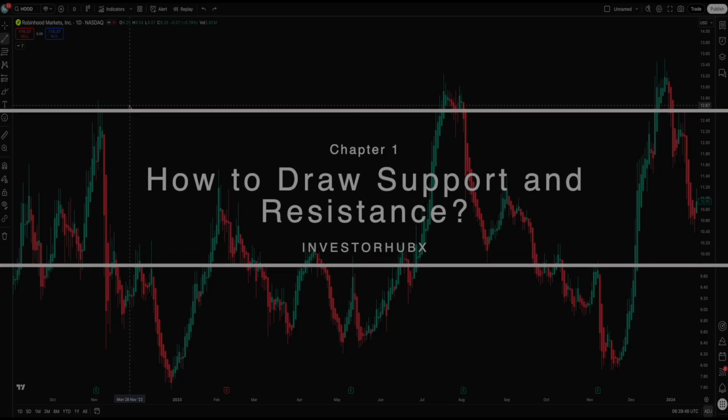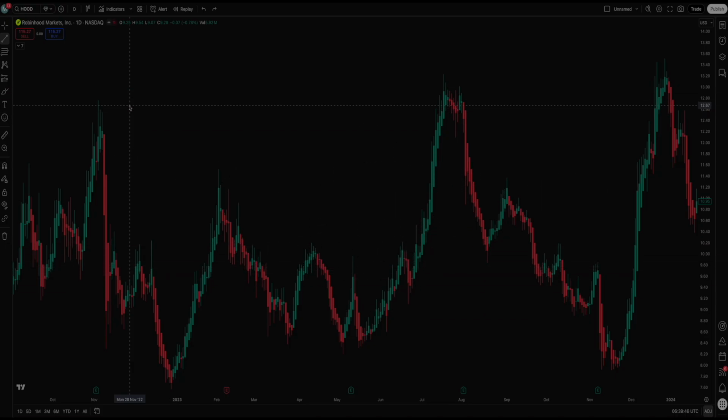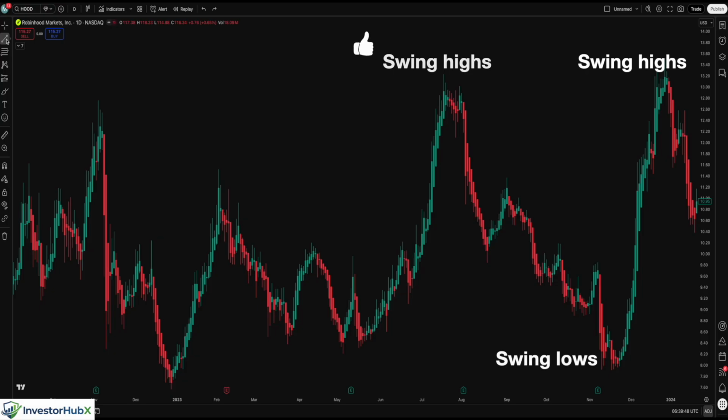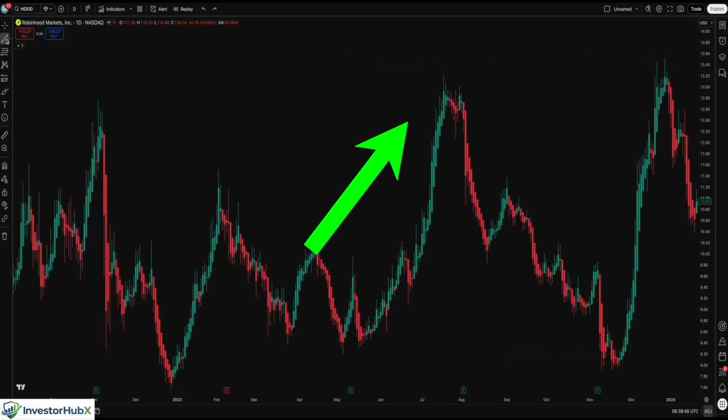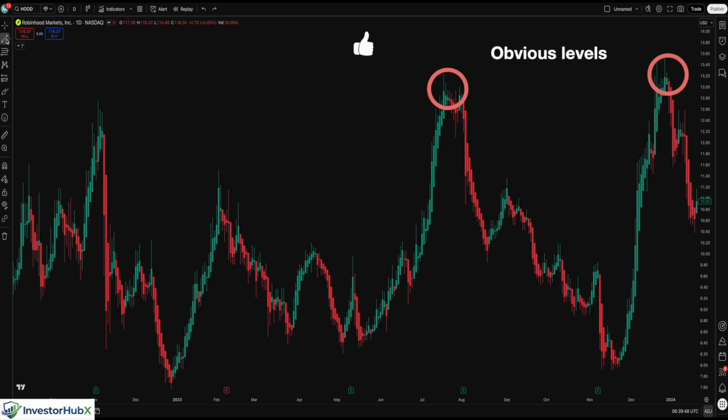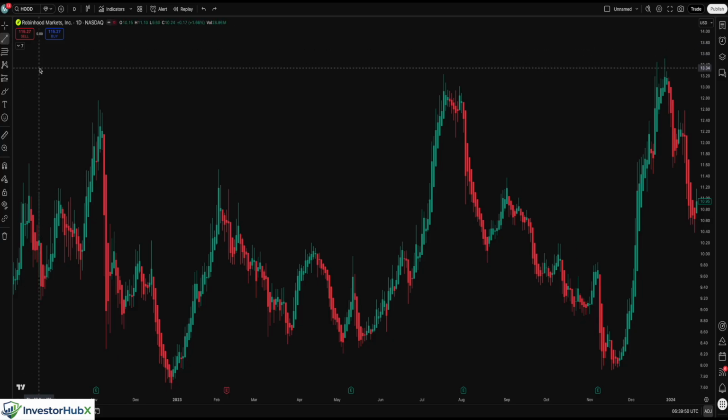So, how do we draw support and resistance levels? This is Robinhood stock in daily time frame. In these areas, there are multiple rejections. There are swing highs and swing lows. The moves are drastic. The level is obvious. These criteria make this a very strong level to focus on.